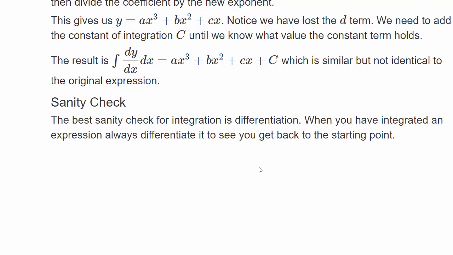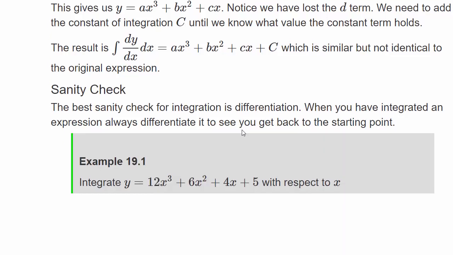Whenever you do an integration, it's wise to do a sanity check. The best sanity check for integration is differentiation. When you've integrated an expression, always differentiate it to see you get back to where you started.